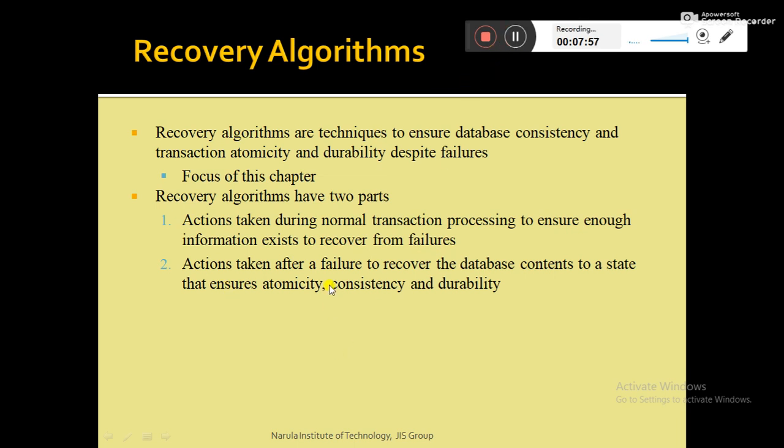once the failure has occurred, we have to take the necessary action so that we can recover the database state, and that database state should ensure that the atomicity, consistency, and durability properties are maintained. How the recovery algorithm is going to work, all the details will be discussed in the next lecture. But before that, we have to know some terminology associated with this recovery algorithm.